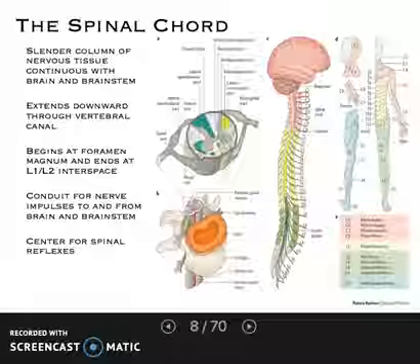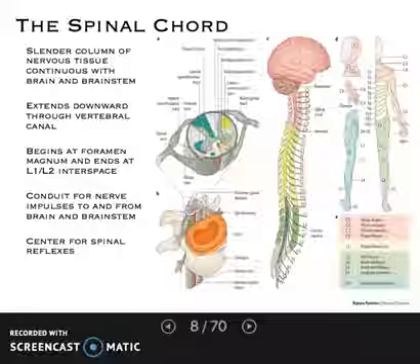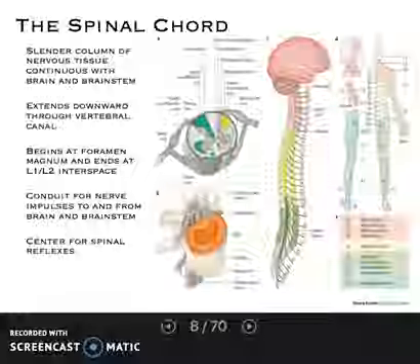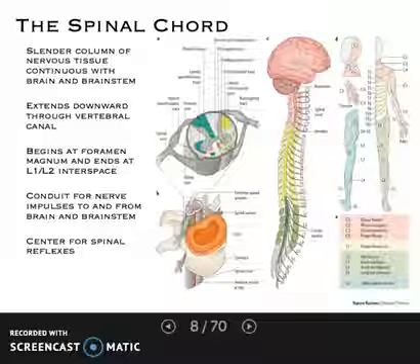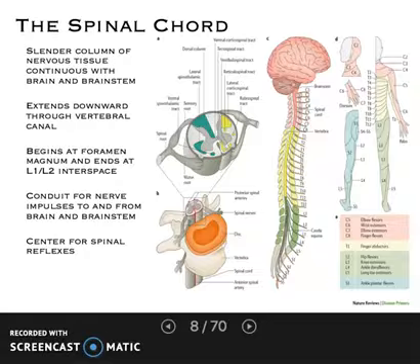The organization of the spinal cord's interesting. When we talk about the brain, we'll talk about gray matter and white matter. In the brain, the gray matter is outside and white matter is inside. And in the spinal cord, the gray matter is inside and white matter is outside. And so the question is, what's gray matter and what's white matter? What's matter, really?